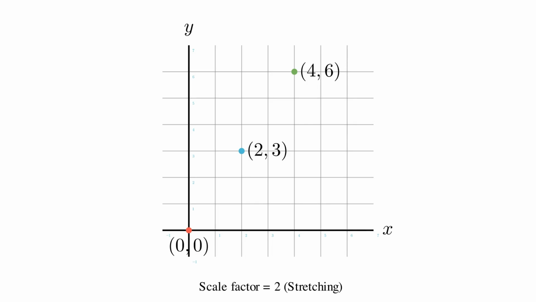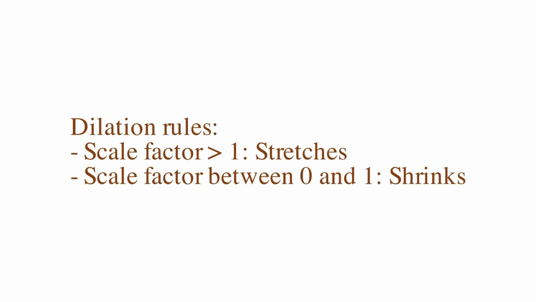Similarly, if we shrink it with a scale factor of 0.5, the new point is (1.0, 1.5), moving closer to the center. Dilations preserve the shape, but change its size based on the scale factor. This transformation is used in real life, from resizing images to understanding proportions in blueprints and maps. Now that we understand how dilation works, let's visualize it on a coordinate plane.